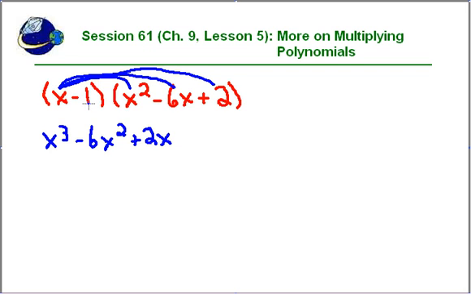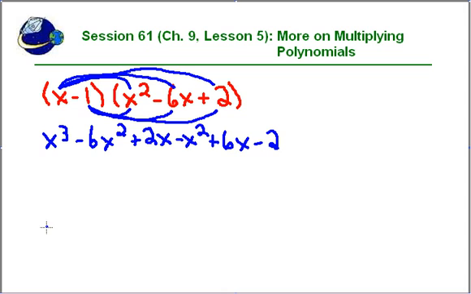We're going to go to our second term now and multiply it by each of the terms in the second polynomial. So what is minus 1 times x squared? Well, that's going to be a minus x squared. What's minus 1 times a minus 6x? That's going to be a positive 6x. And then lastly, what is our minus 1 times a positive 2? That's going to be a negative 2. At this point, our multiplication is finished.